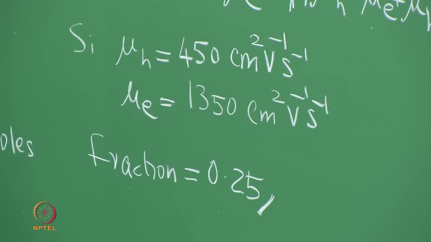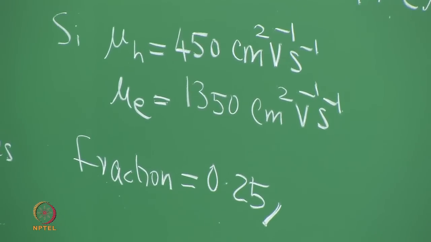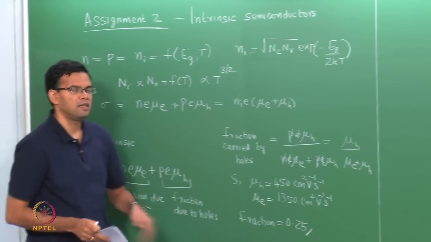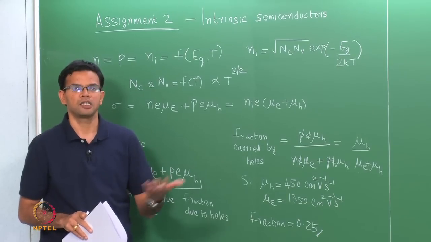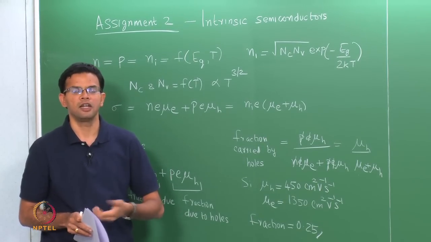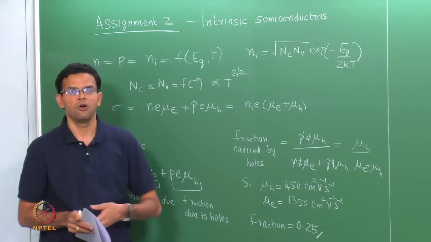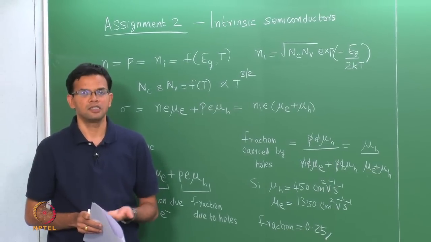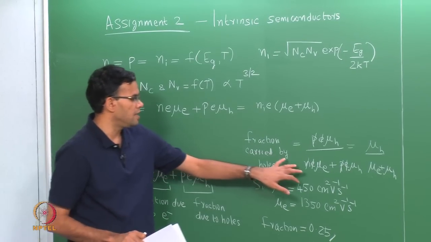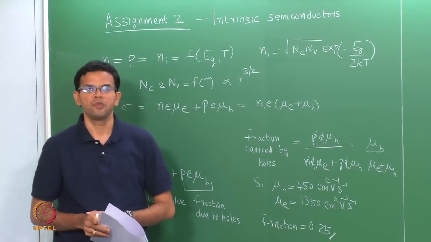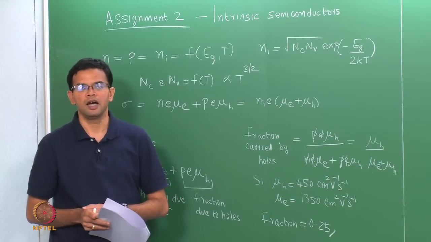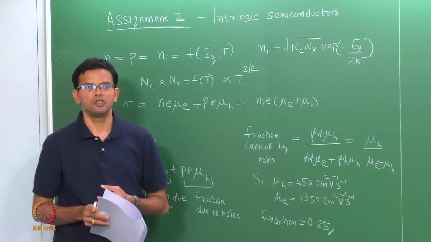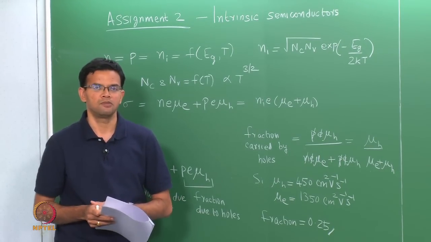this is because your electrons are moving in the conduction band and the holes are moving in the valence band, and this ultimately determines what fraction dominates, whether the electron conductivity dominates or the hole conductivity dominates. Later, when we see an extrinsic semiconductor, we will find that N and P are not the same, one is much higher than the other, and then there one of the terms dominates because of the difference in concentration.